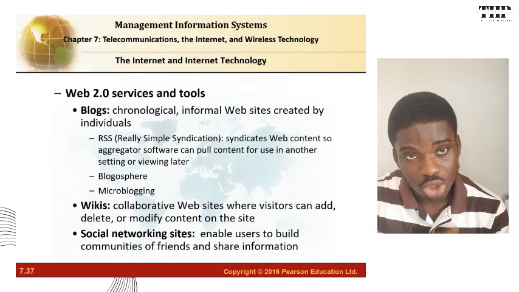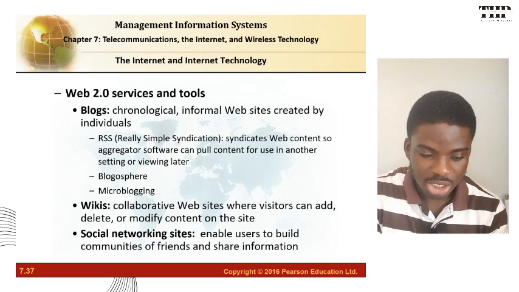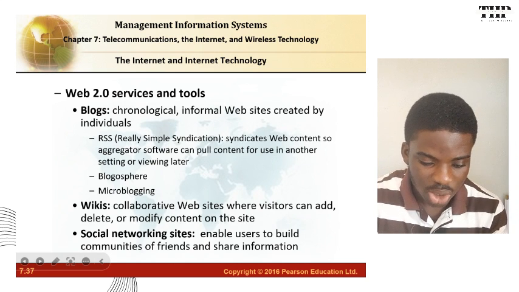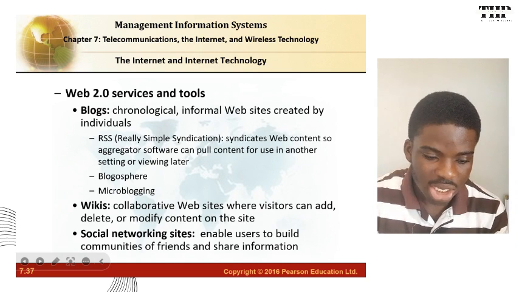Now, Web 2.0 services and tools. It's a technology, so what are the services and tools that it comes with? It has blogs, wikis, and social networking sites. For the blogs, there are chronological, informal websites created by individuals. Then you have RSS, which stands for Really Simple Syndication.